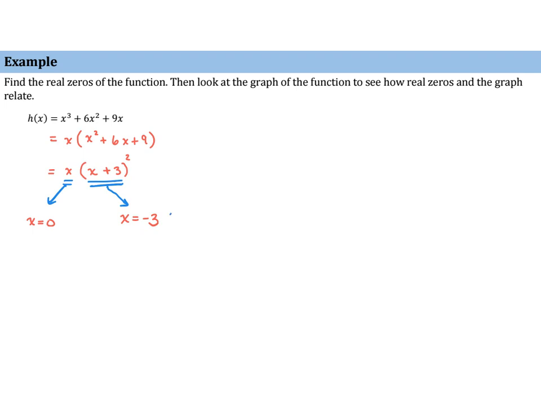So that's the multiplicity of 2. And we'll talk more about that in a moment. But notice, the multiplicity corresponds to how many times we obtained that solution. So x equals 0 is a 0, x equals negative 3 is a 0, but we get that negative 3 twice. So let's take a look at the graph.